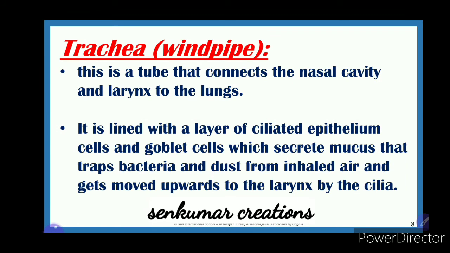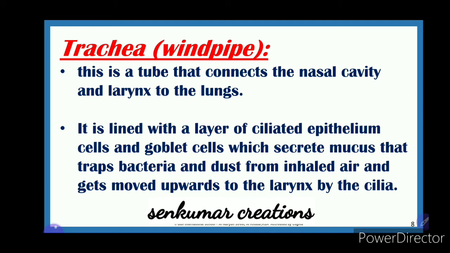It's lined with a layer of ciliated epithelium cells and goblet cells, which secrete mucus that traps bacteria and dust from inhaled air and moves upwards to the larynx by cilia. When you look inside the trachea, there are hair-like structures present. This hair-like appearance we can call cilia. So cilia and goblet cells are present. Goblet cells are responsible for releasing the mucus. The mucus is released by goblet cells. Don't forget at any time.